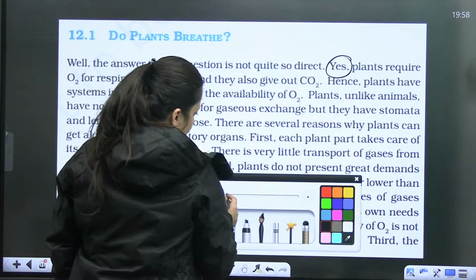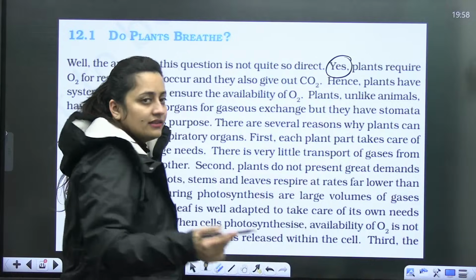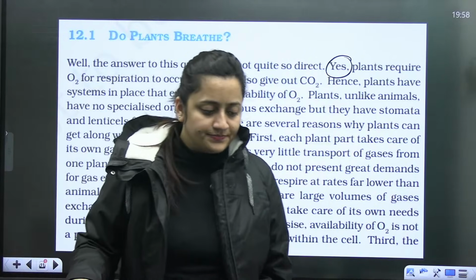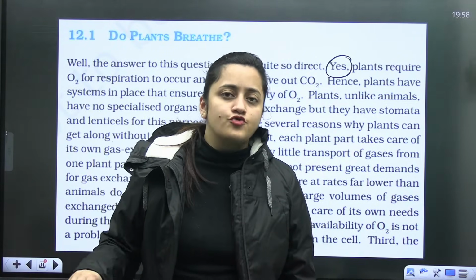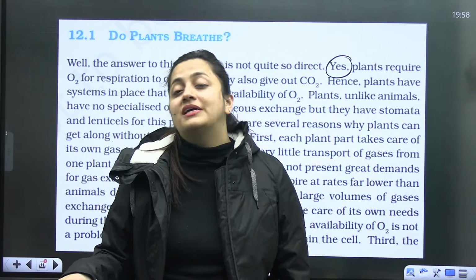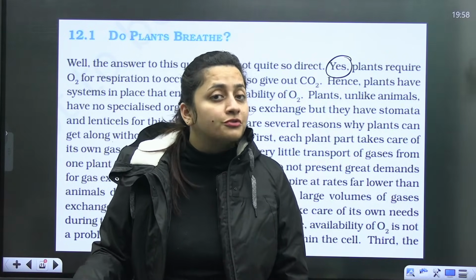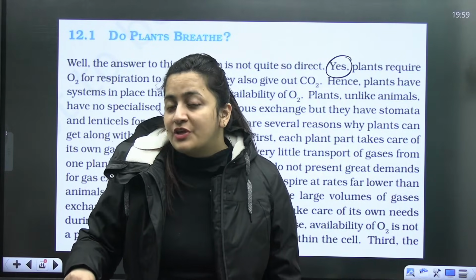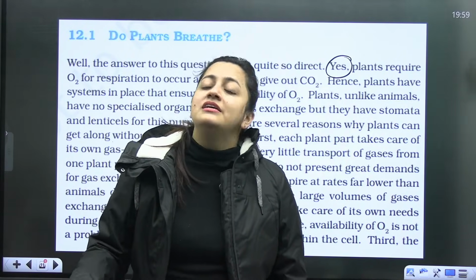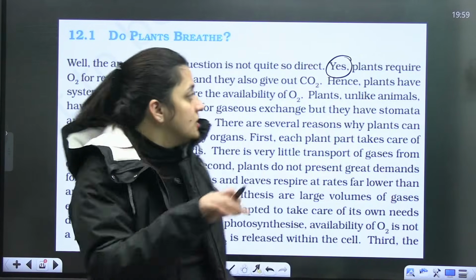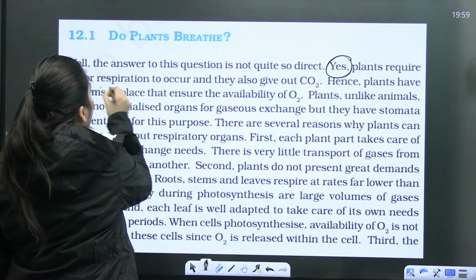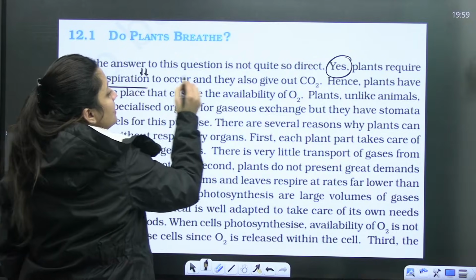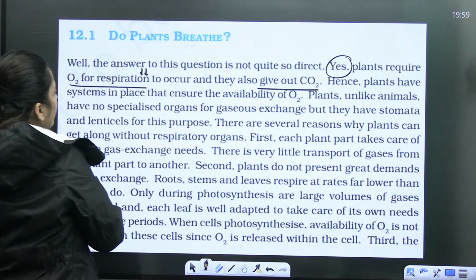You know, our elders used to say that we should not sleep under a tree during the night time. Why? Because then the plants will not go for photosynthesis, rather they will go for respiration. In respiration, which metabolic gas will be released? Carbon dioxide, isn't it? So here you can see plants require oxygen for respiration to occur, but they also give out CO2.